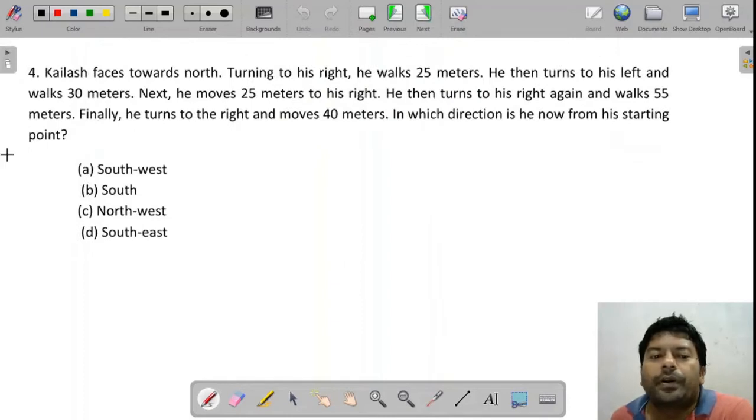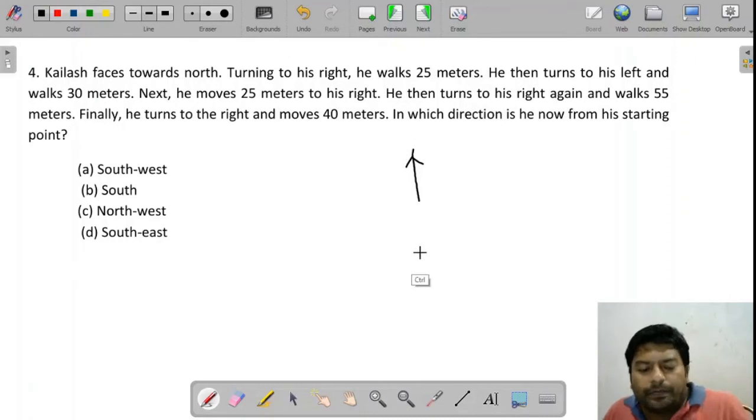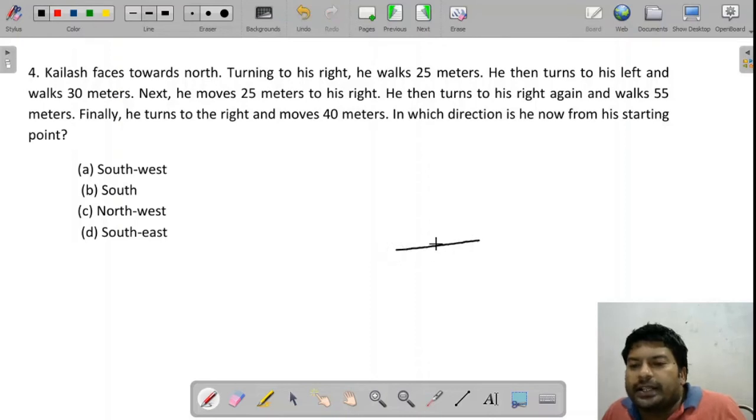Question number 4. Kailas faces towards north. That means he is facing this side towards north. Turning to his right, he walks 25 meters. He turns right. He is facing north and turning to his right. That means he walks 25 meters here.